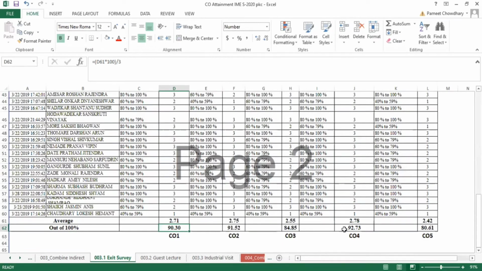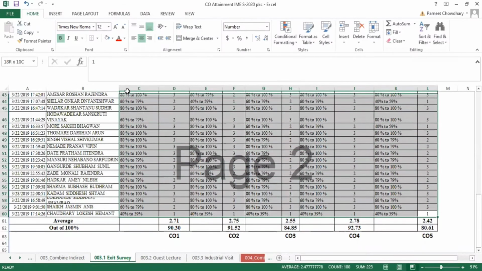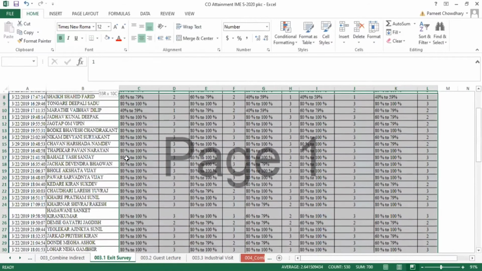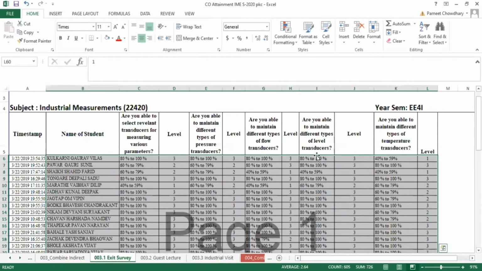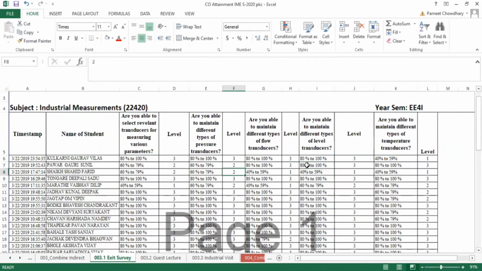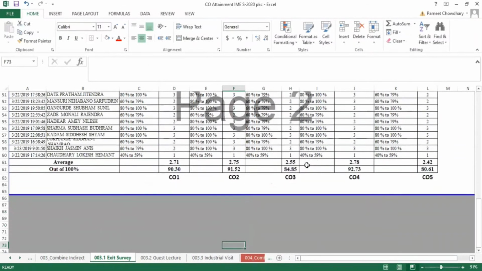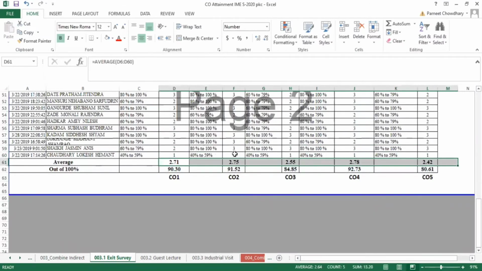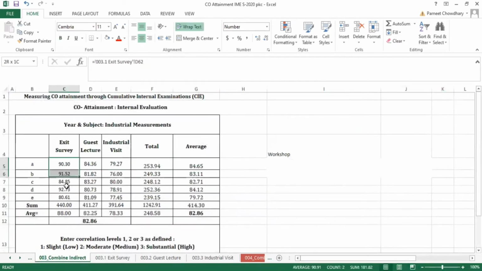Again, you don't have to edit or alter any formula over here. You will just paste the course exit survey of your subject here. You will paste the names of students and their respective course exit survey, and these questions also you will have to edit as per your subject, and then the average will be calculated here at the bottom, and this average will be converted into percentage because we require CO attainment in percent, and this percentage CO1 to 5 is dragged in my sheet 003 combined indirect.